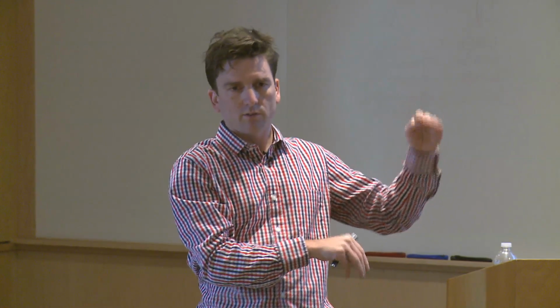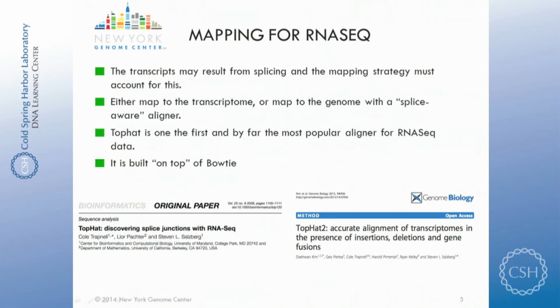So if you have 50 isoforms from the same gene, a read from that gene might map to all of the isoforms, okay? The most common strategy is to map to the genome, where you need to use what we call a splice-aware aligner, so an aligner that's really developed for RNA-Seq.